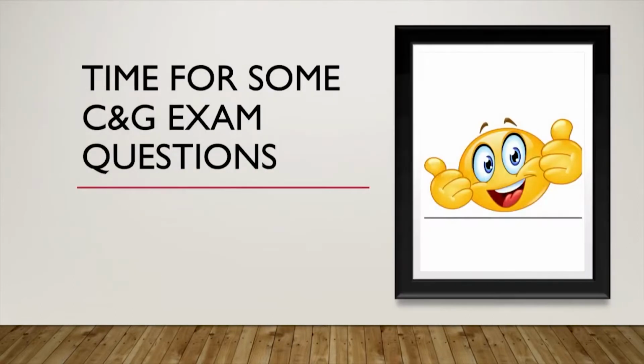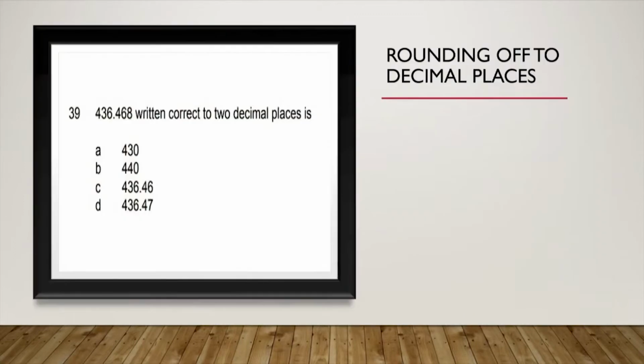Awesome stuff. So guess what time it is? It's time for some City and Guilds exam questions. Let us go through them together. The first question here is 436 and 468 thousandths, written correct to 2 decimal places.